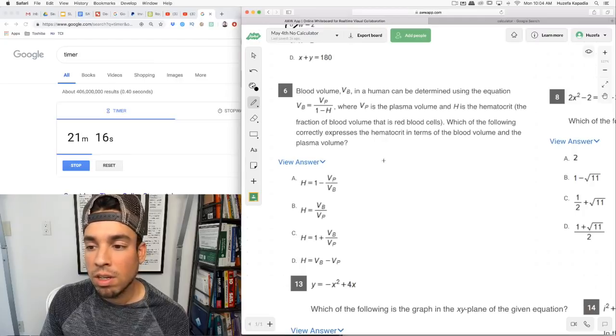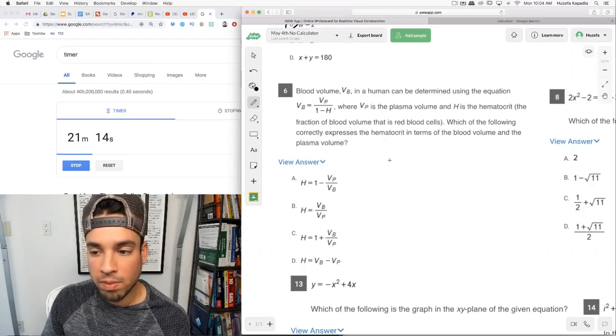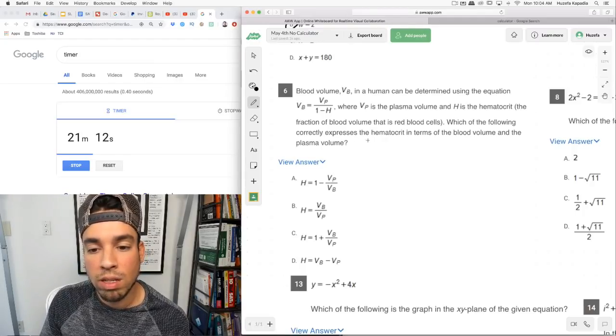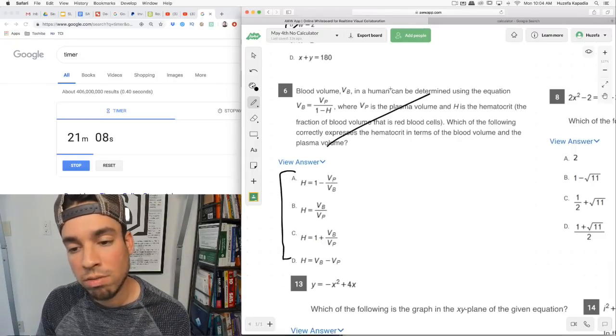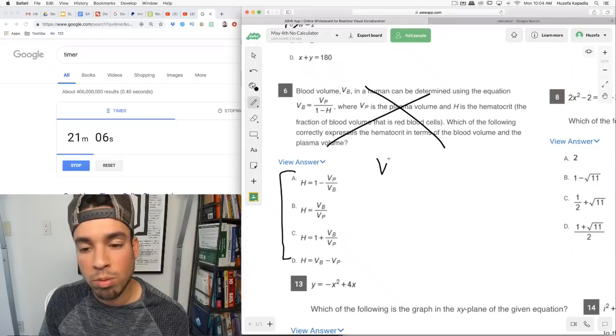Next, blood volume in a human can be determined using this equation where VP is the plasma and H is the whatever. Okay, which of the following? Okay, this is all irrelevant. All we need to do is isolate H. This is a nice isolating quantities question where this stuff is nonsense and they're trying to trip you up. So let's isolate H together.